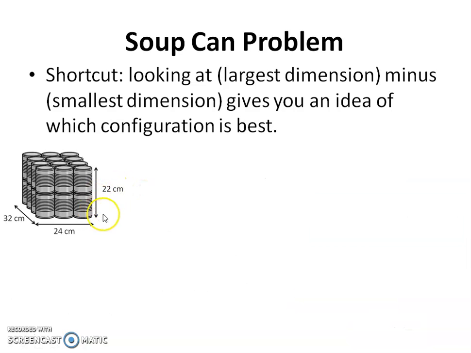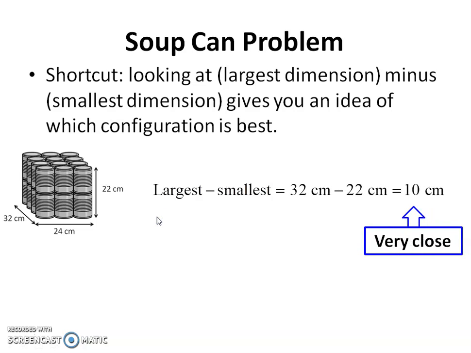And the configuration that we just looked at, the largest of those 3 dimensions is the 32, and the smallest of them is the 22. The difference between those two is only 10. That's a very small difference.